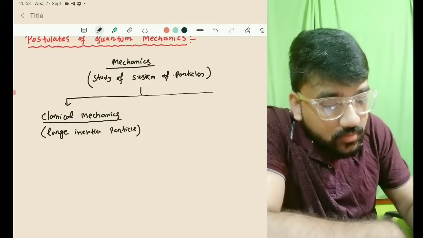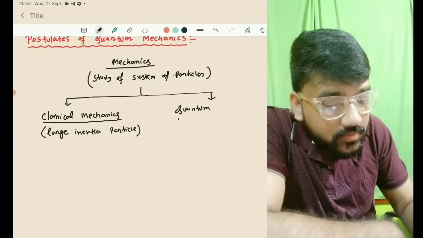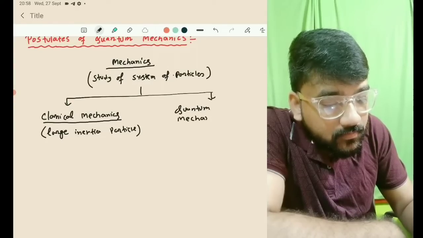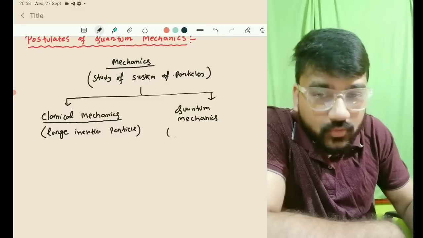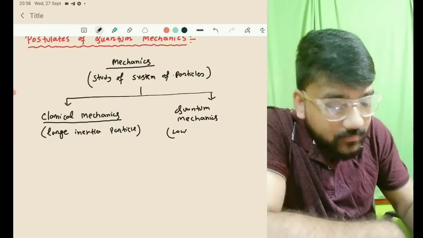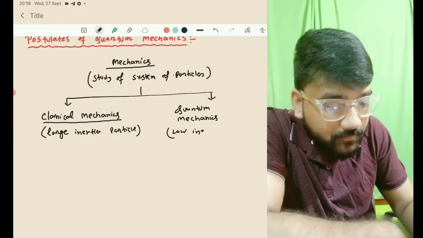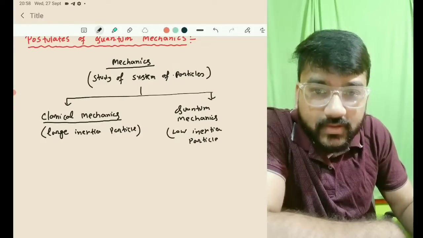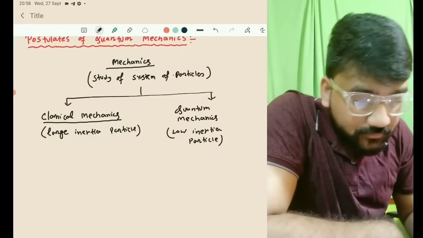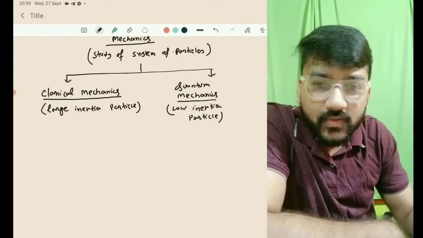But if you talk about quantum mechanics, then here we will study the low inertia particle. That means the mass of the particle is very less, something like electron, proton, low inertia particles.